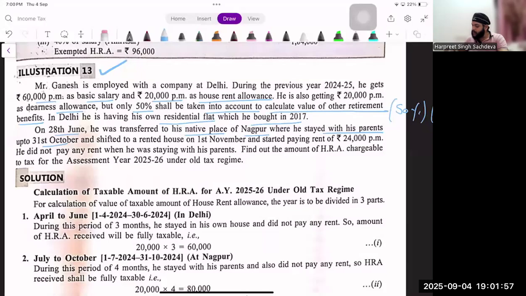He shifted to a rented house on 1st November. Then he started paying rent of 24,000 per month. He did not pay any rent when he was staying with his parents. Find the amount of HRA chargeable to tax for the assessment year 2025-26 under the old tax regime.